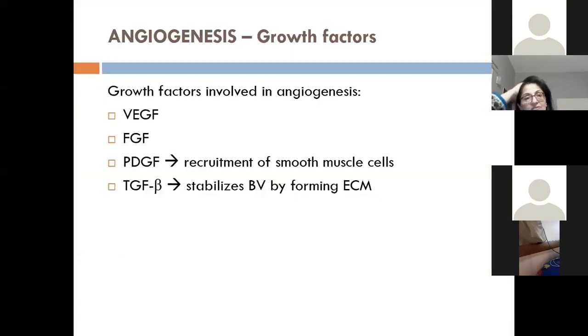Okay, what are the factors responsible for angiogenesis? The growth factors. Vascular endothelial growth factor, as the name indicates. Fibroblast growth factor. Platelet-derived growth factor will recruit the smooth muscle cells outside the blood vessels, and transforming growth factor beta will stabilize the blood vessels by forming the extracellular matrix. So the first two will actually form the blood vessels, and the other two will form the smooth muscle cells around the blood vessels, and stabilize the extracellular matrix.